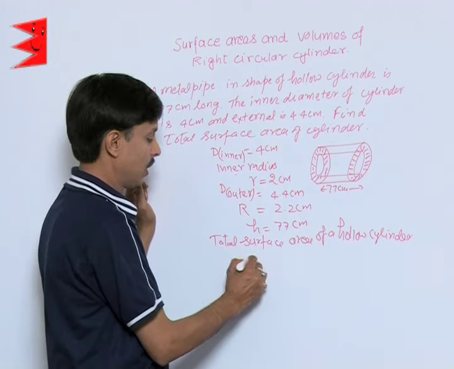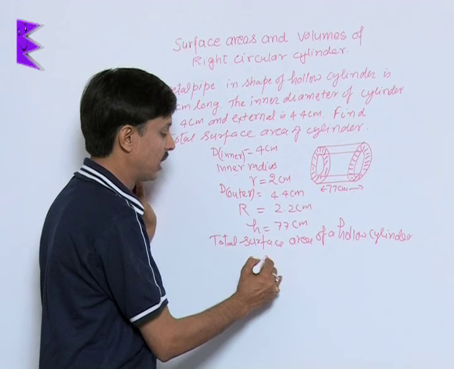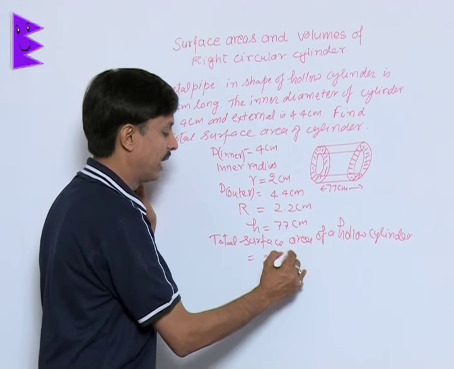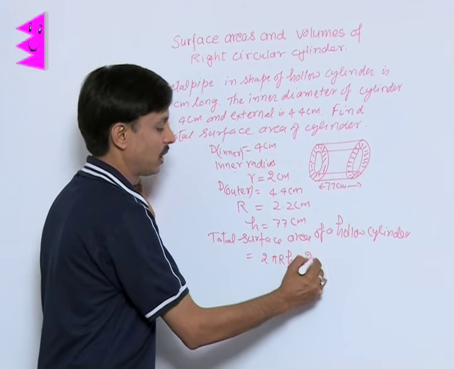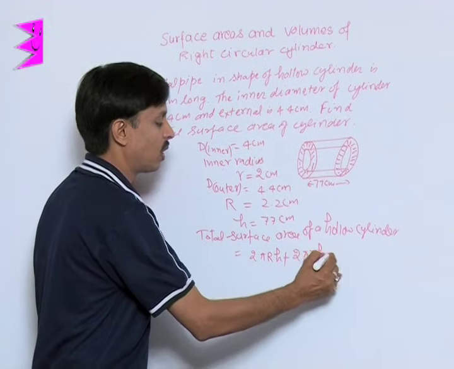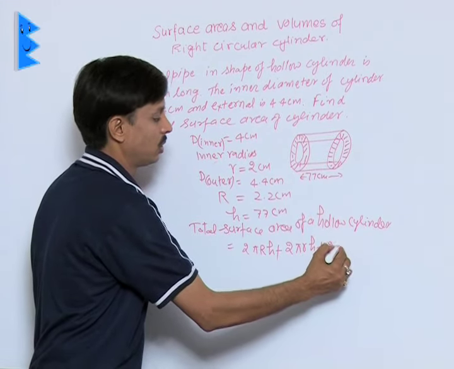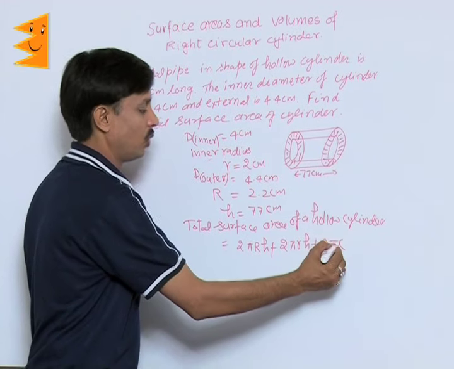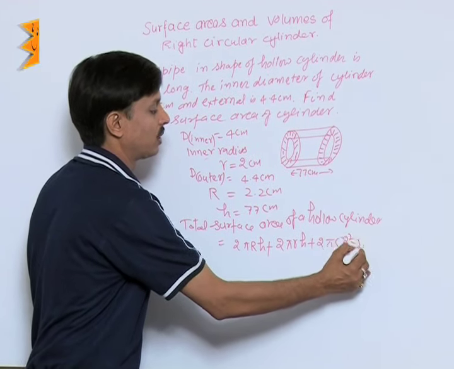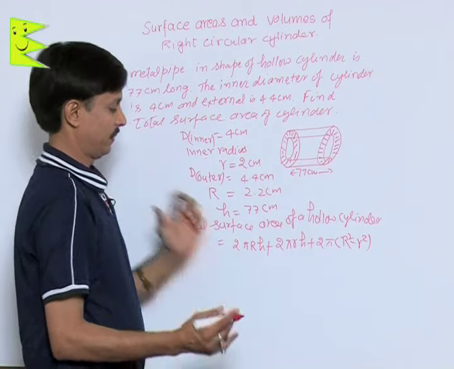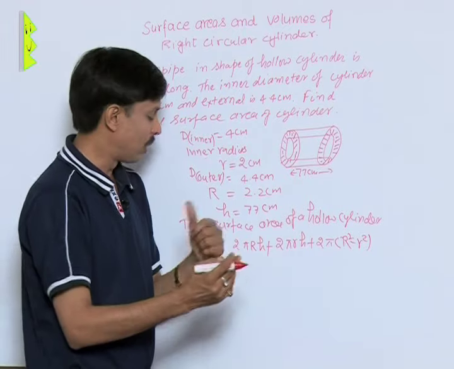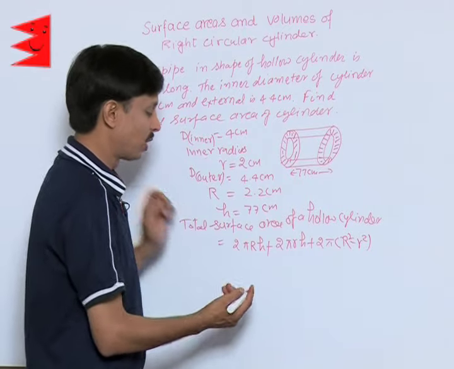It is outer surface area, that is 2 pi capital RH, plus inner surface area 2 pi small rh, plus area of two rings, that is 2 pi, you can say capital R square minus small r square. To find this area we have all data, we just need to put the values.